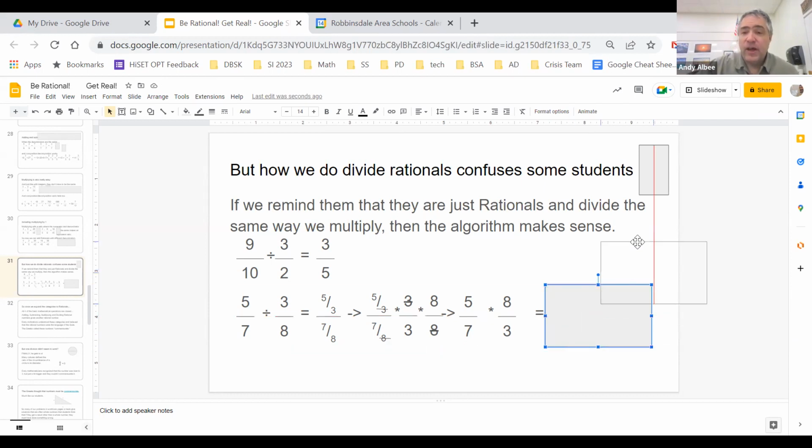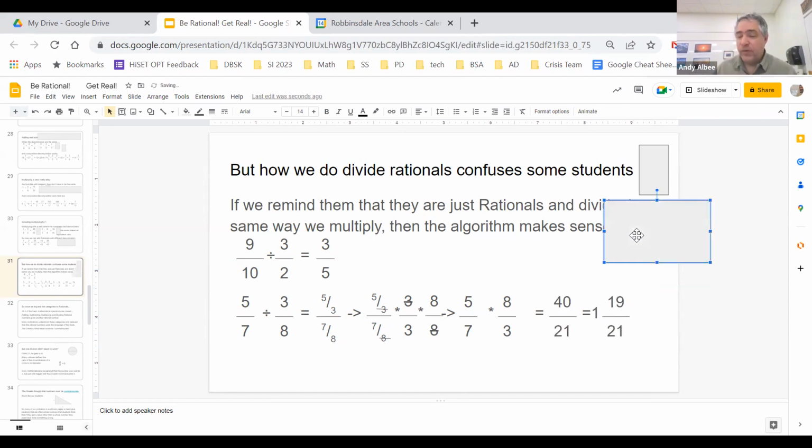And then of course it becomes a lot easier because we get the 40/21, which is 1 and 19/21, if they want to change it to a mixed number. Show them this, help them to really take the time to understand why we're doing what we're doing, and everything becomes a lot easier.